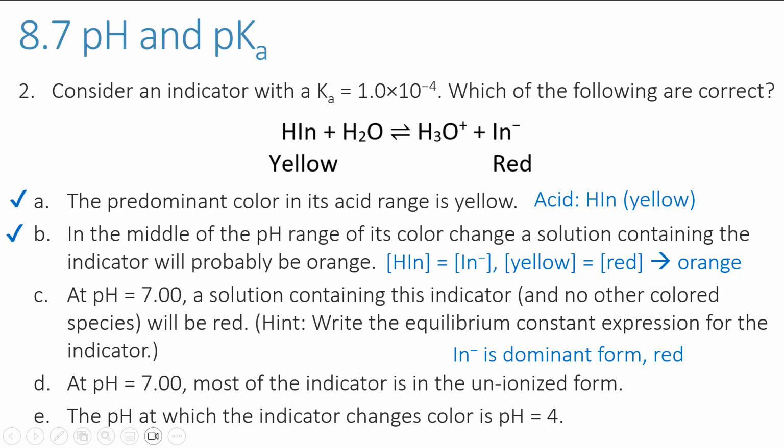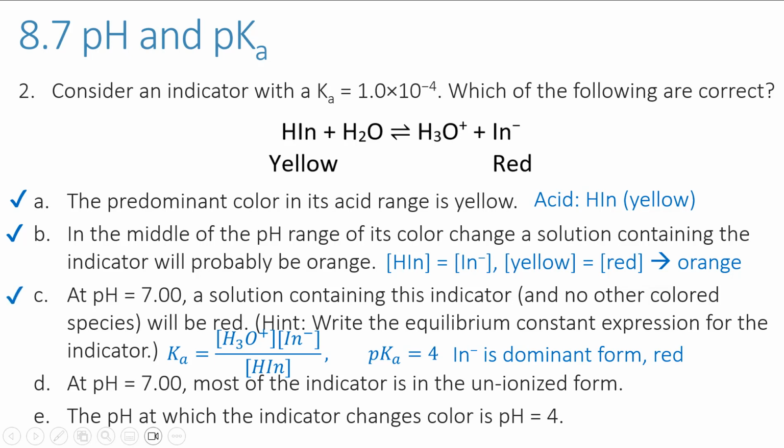At pH 7, a solution containing this indicator will be red. In its dominant form, In- is going to be red. If we write our Ka and find our pKa, the pKa is 4. So our pH is greater than our pKa, which means the indicator is going to be predominantly in its basic form, so it's going to be red. So we agree with point C as well.